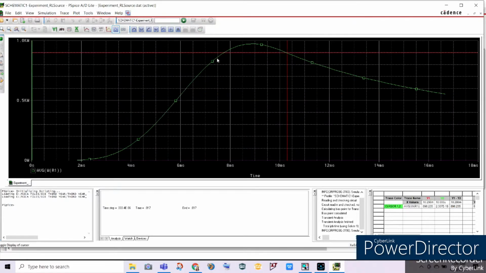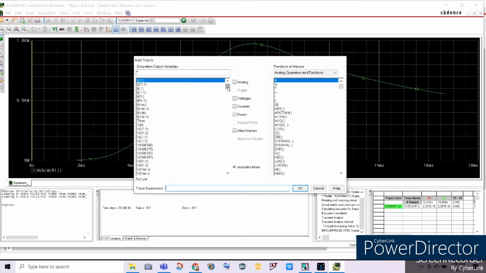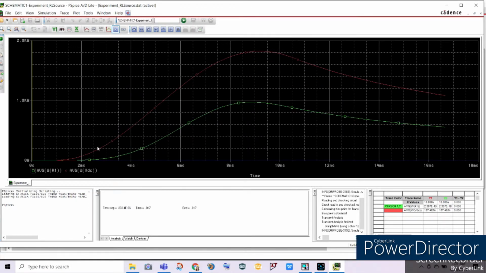So now after that analysis, we will be adding another trace, which is the average power absorbed by our DC voltage source. So now let's find it here. This will be the average power, and let's find an expression here for the average, or let's just type it here for our convenience. So average, and then open and close parentheses, and then let's add its trace. As you can see, the red waveform here is our average power across our voltage source.